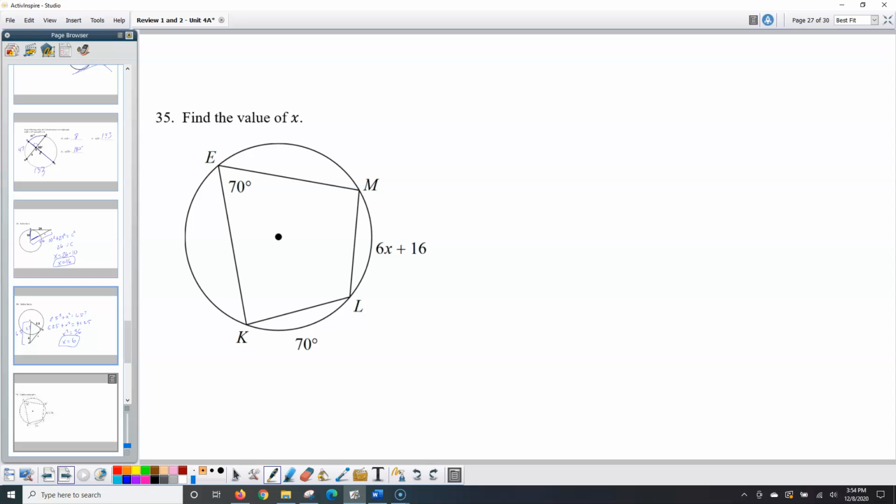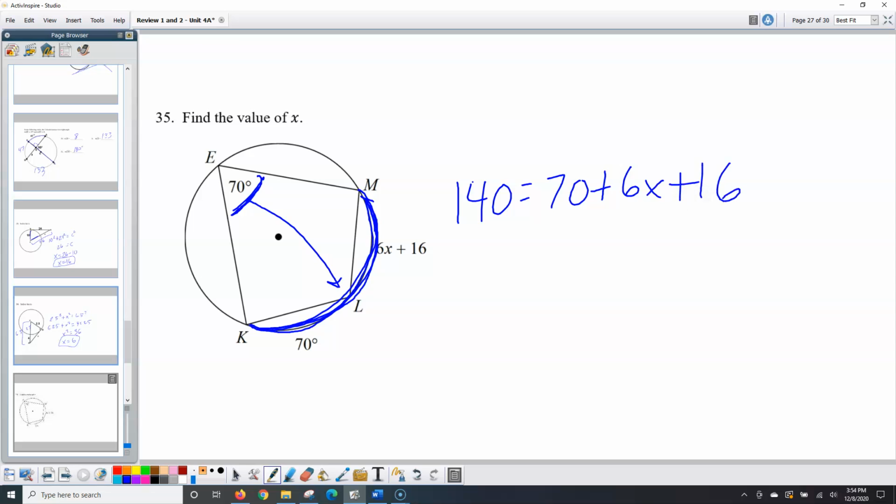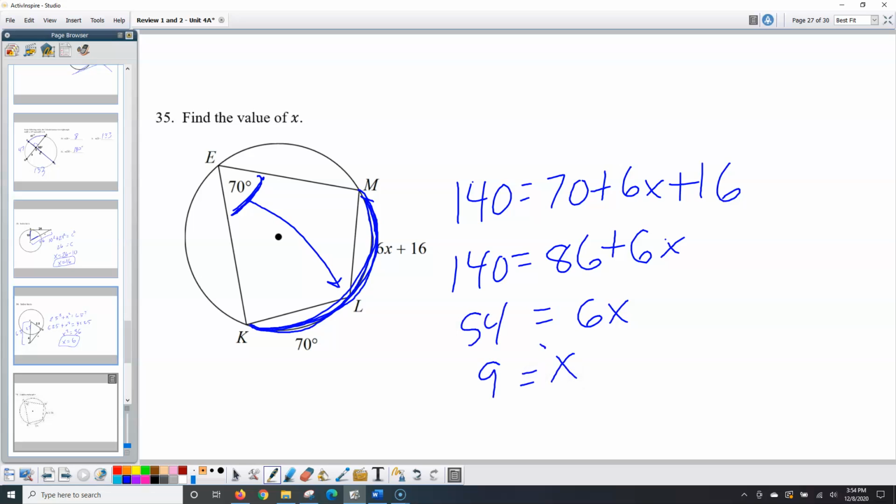The 70 degrees right here, it's an inscribed angle, and it opens up to conveniently all of that stuff. So normally I would just say 70 times 2 to give me all that arc that I just drew. So that's what, 140? So that means that whole arc down here equals 140. So I'm going to say 140 equals 70 plus 6x plus 16. So 140 equals 86 plus 6x. 6x equals 54 and x equals 9.